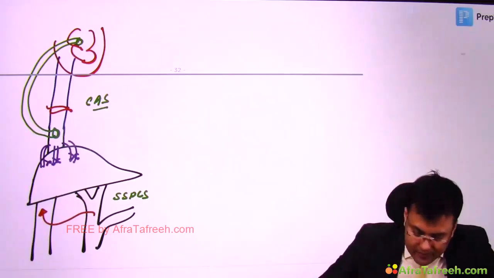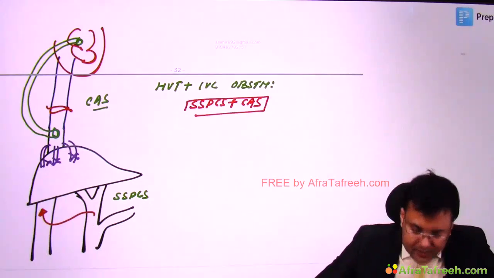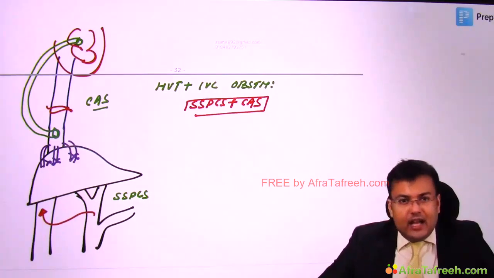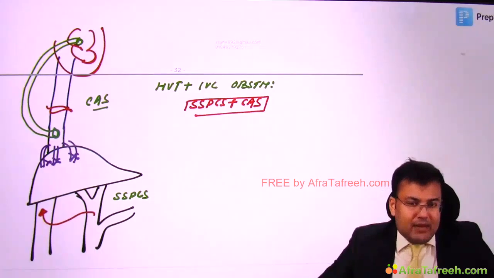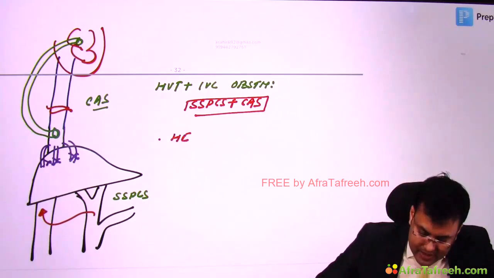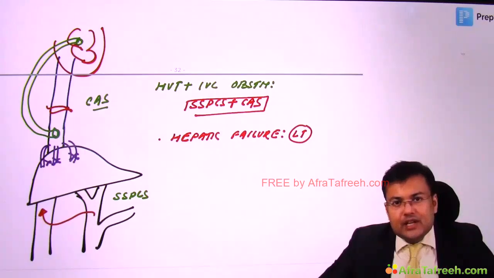So if the patient is having hepatic vein thrombosis plus IVC obstruction, one of the options available is side to side portocaval shunt plus cavoatrial shunt. Clear? And some patients come to us with hepatic failure. If the patient is already having hepatic failure, in that case we have to go for liver transplantation. So this is how we manage the patients of Budd-Chiari syndrome.